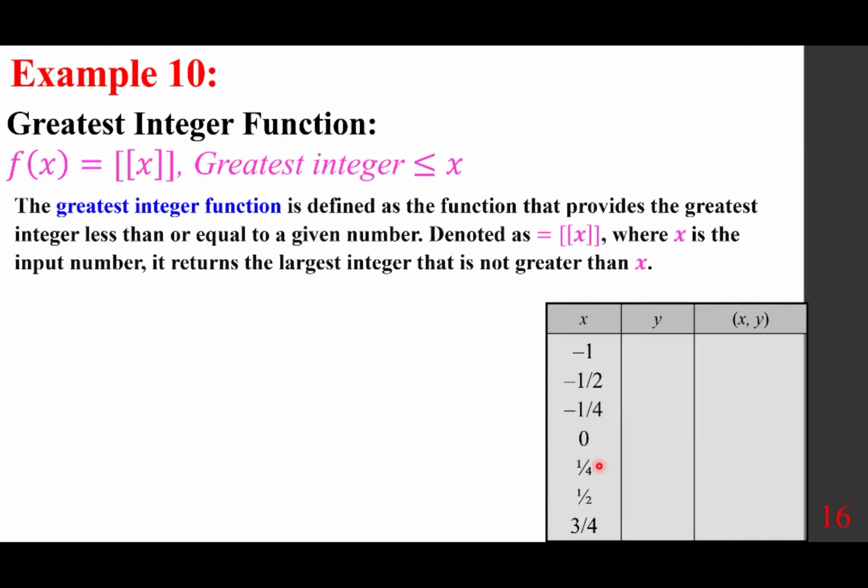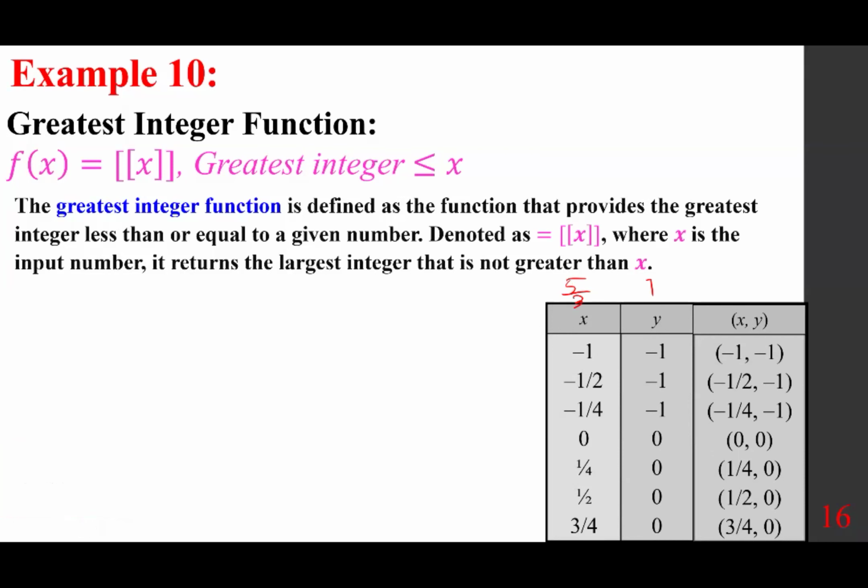Now 1/4. The integer less than that is 0. The integer less than 1/2 is 0. The integer less than 3/4 is 0. As an example, if I had, let's say, 5/3, the integer less than that would be 1. Okay, so these are the pairs that we get for each case.